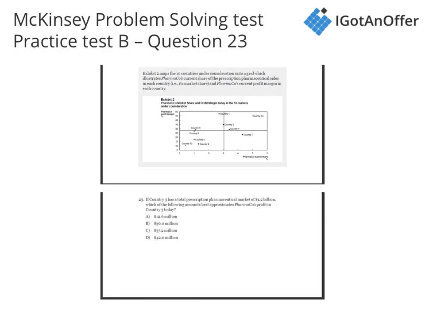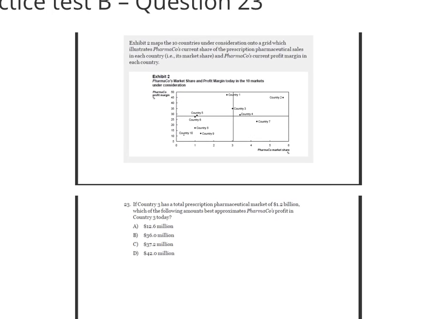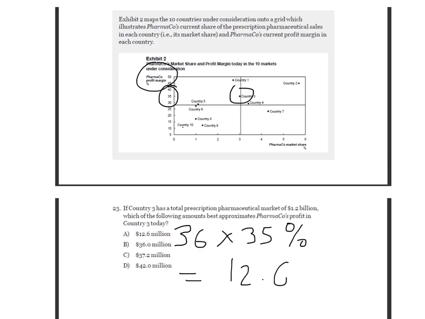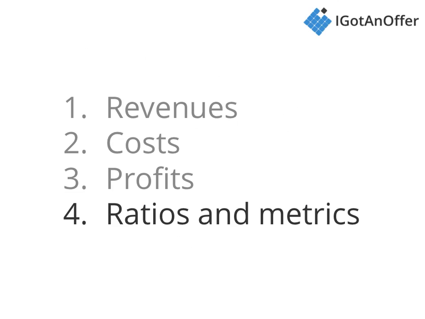Again, we can illustrate this with the example from question 23 in sample test B. We calculated earlier that Pharmaca's revenue in country 3 was equal to 36 million. You can see from the graph that the profit margin in country 3 is around 35%. Therefore, you can calculate profit as 36 million times 35%, which is equal to 12.6 million.